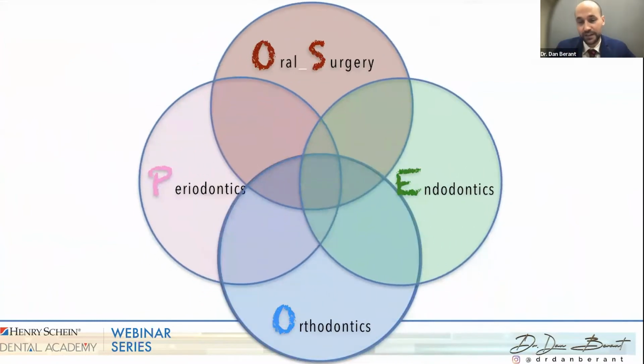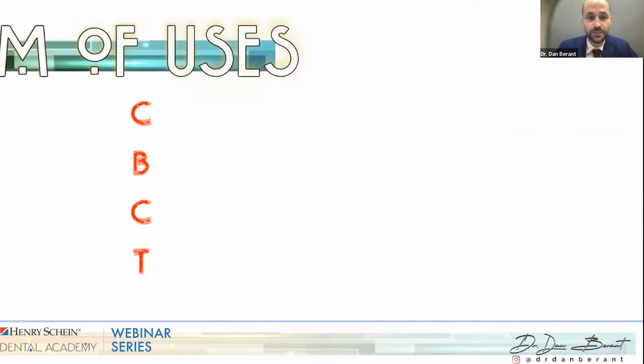And the important message is that even though each specialty has their own kind of niche, the CBCT machine is really the one that brings them all together. Every one of these specialists depend on the knowledge and information that can be gathered from a CBCT.